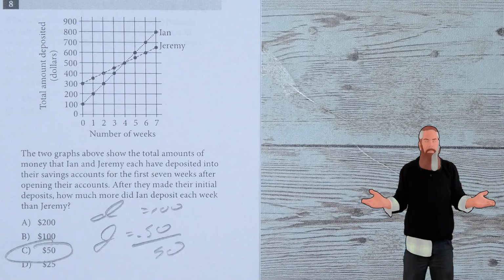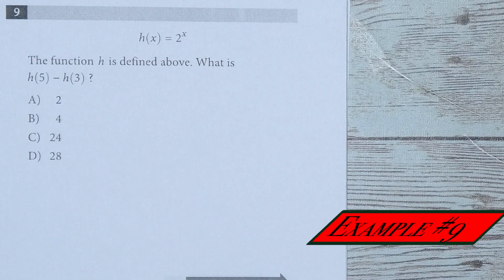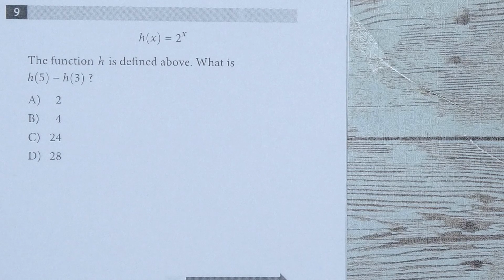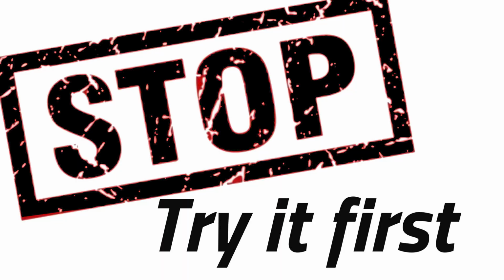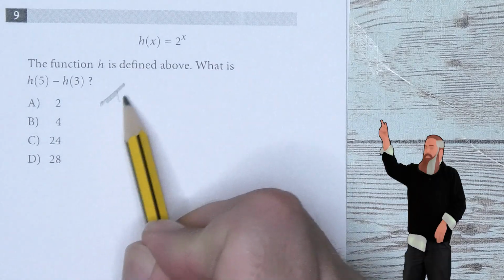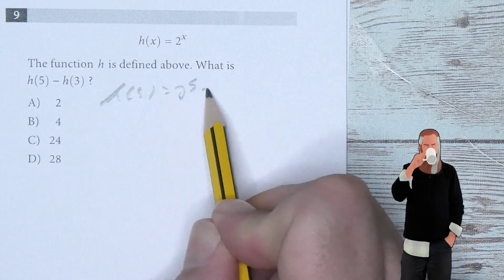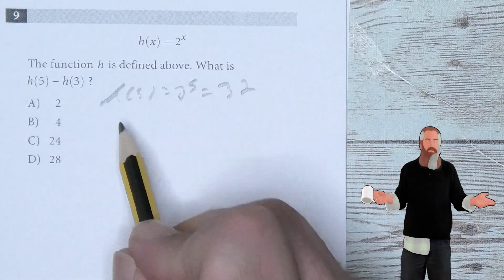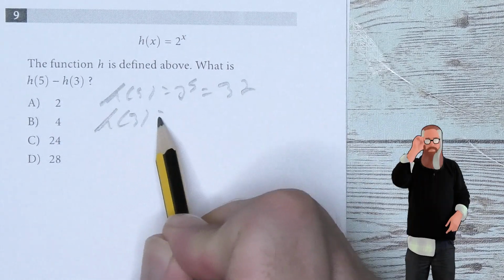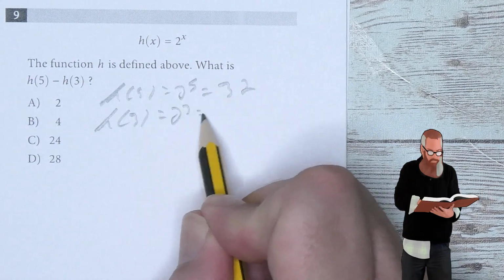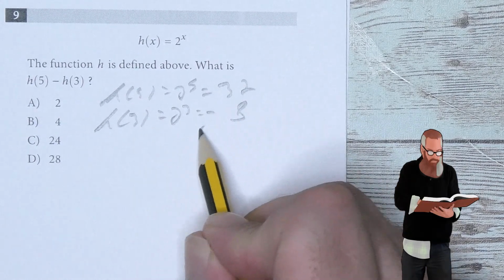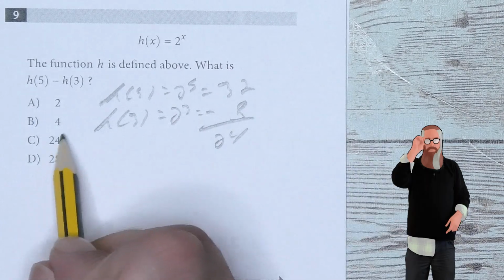C is the answer. The function h is defined above. What is h of 5 minus h of 3? Well, h of 5 gives us 2 to the 5th power, which is 32. And h of 3 gives us 2 to the 3rd power, which is 8. So 32 minus 8 would give us 24.